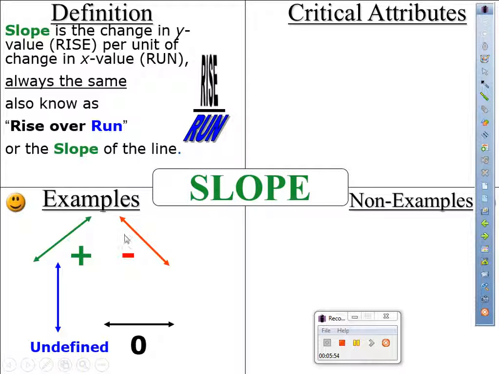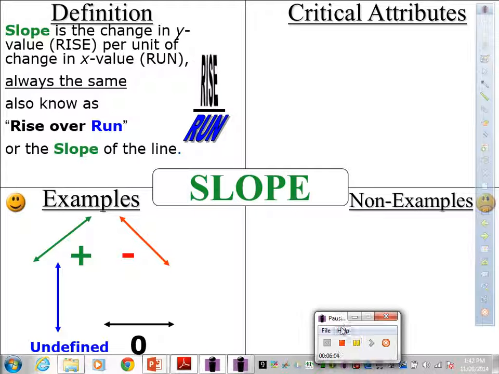This one in green, this one in red, this one in blue, this one in black. Copy that, please.